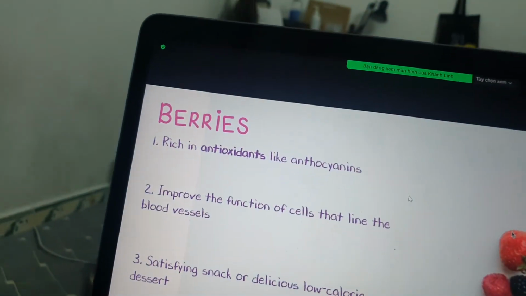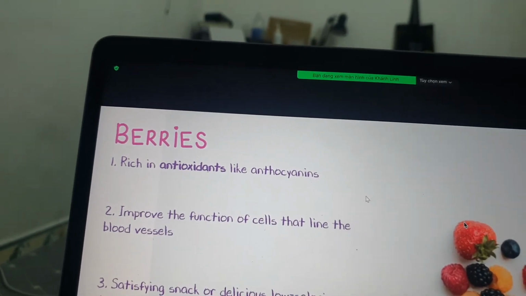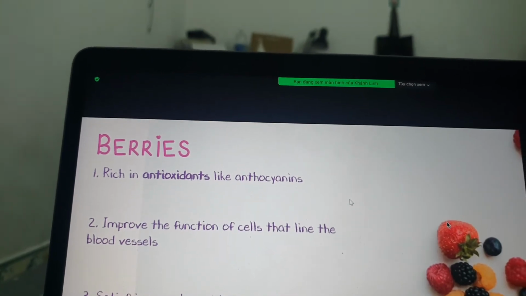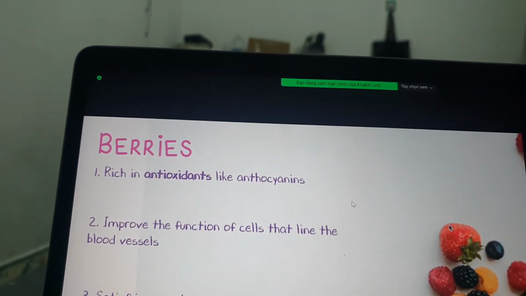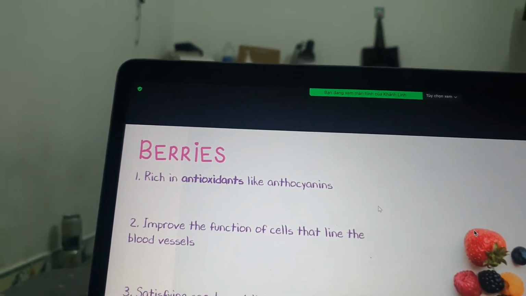The next one is berries. Strawberries, blueberries, blackberries, and raspberries have important nutrients that play a central role on health.